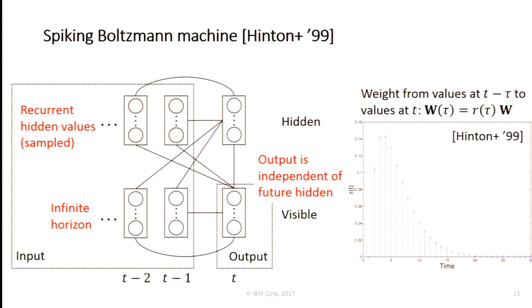Another technique used in this paper is that because we have an infinite number of layers here, you can have infinitely many parameters, which is intractable to deal with. So they introduced a parametric form of the weight. W_tau is the weight from the values at time t minus tau to values at time t, and this is approximated with R_tau, a function which looks like this, with this W. This function is arbitrarily chosen and fixed, and the goal is just to learn the weight W.